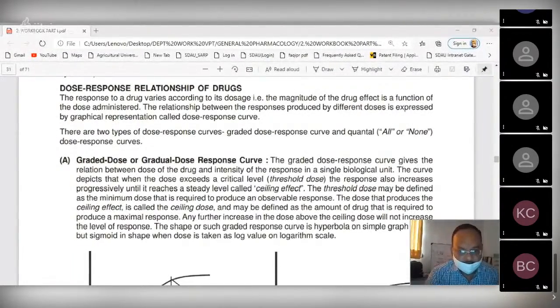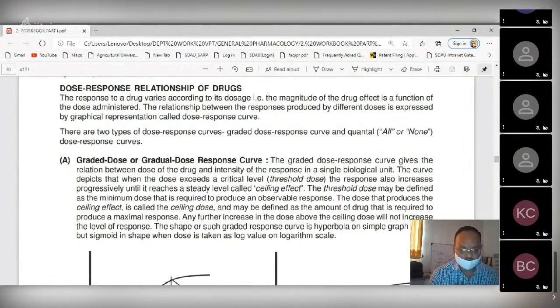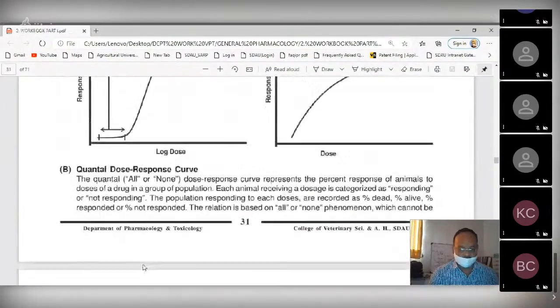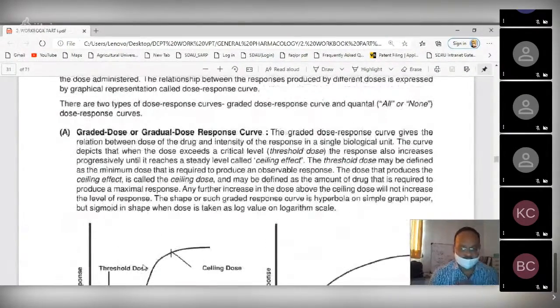Now, if you plot the dose and the response in the way I have told you, you will get two types of dose response curve. One is the graded dose response curve, or gradual dose response curve, and the other is the quantal dose response curve. Graded and quantal are the two types of dose response curve. Number one, the graded dose response curve. The graded dose response curve gives the relationship between the dose of the drug and the intensity of the response in a single biological unit.